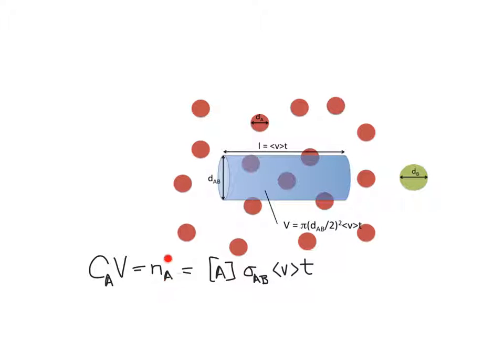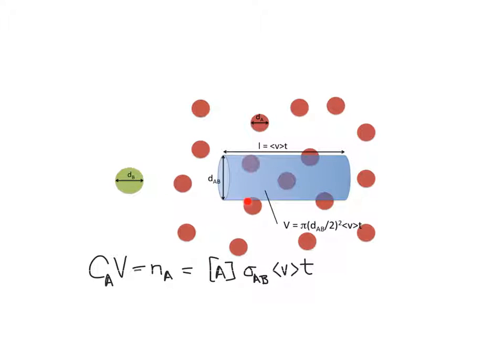So that number of A molecules in this cylinder is the concentration of A times the cross-sectional area. So this area of this cylinder, pi times the radius squared, we're just going to give this symbol sigma sub AB. It's the cross-sectional area of this cylinder times the length of the cylinder, which is the velocity times time. Notice that when I did this, I assumed that all of these A molecules were just stationary. I froze them in place and I let the B molecule move through the cylinder.